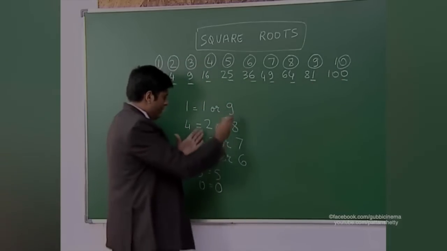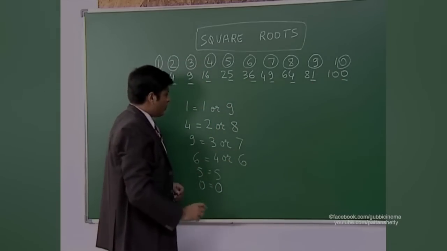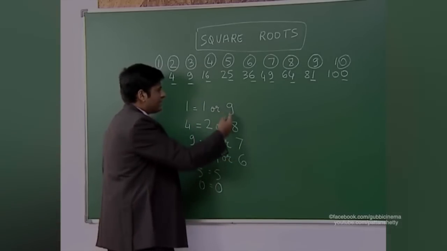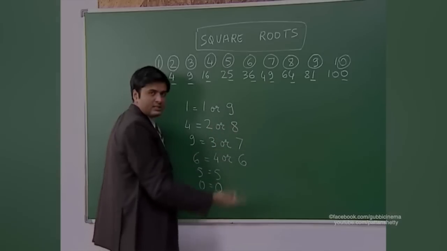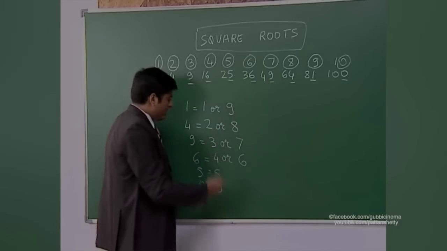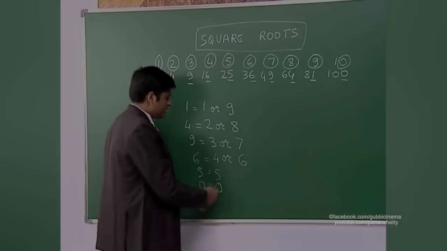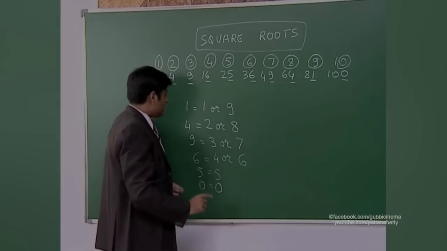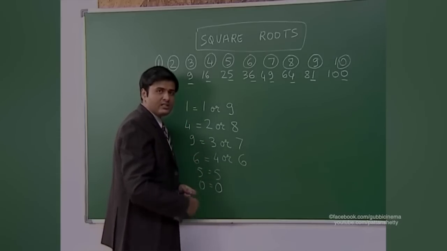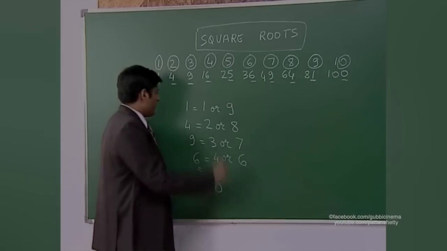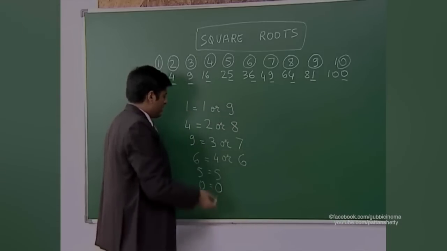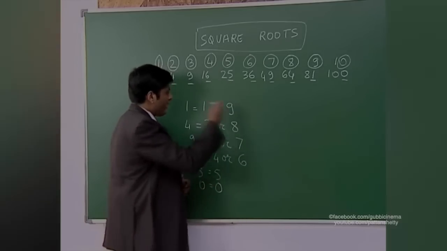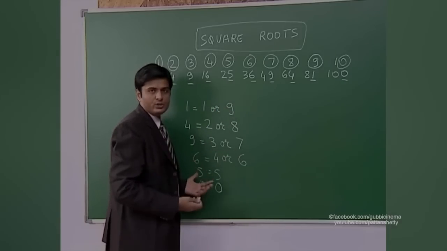An easy way to remember this entire key is to note that both these numbers always total up to 10. 1 plus 9 is 10, 2 plus 8 is 10, 3 plus 7 is 10, 4 plus 6 is 10. So friends, on the basis of observing the last digit of the square, we can find the last digit of the square root. Square ends in 1, root will end in 1 or 9. Square ends in 9, root will end in 3 or 7. Next, let us see a few examples where this technique can be used.